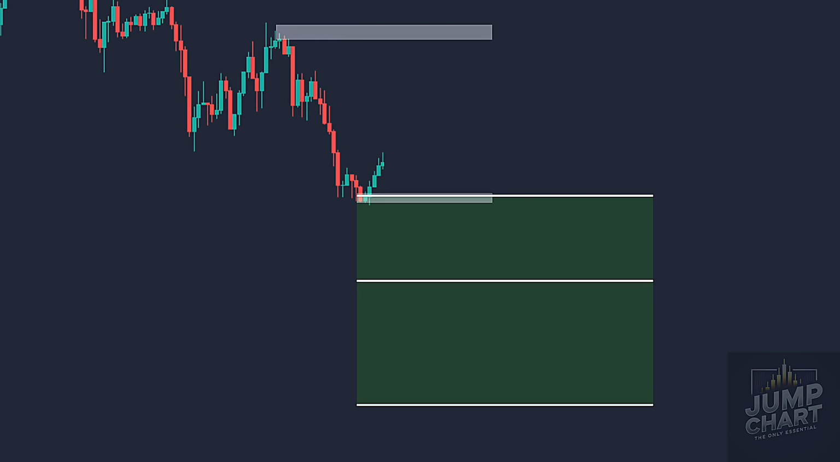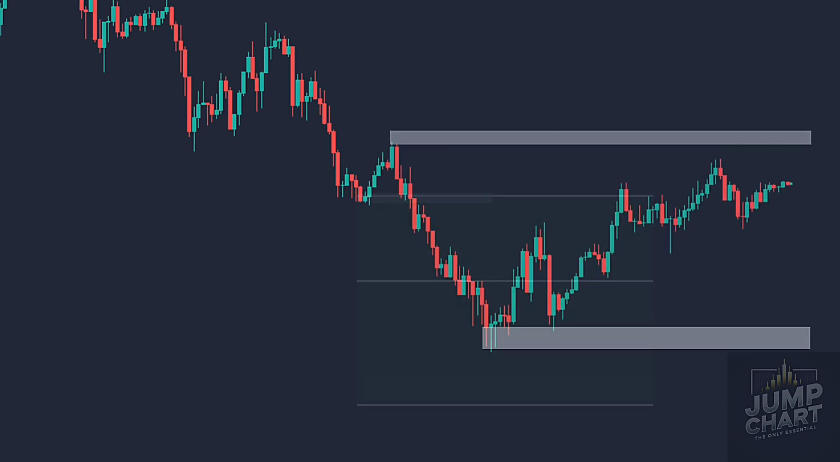What was once an empty zone has now developed into a new range with key reaction points, and your job as a trader is to always stay synced with that progression. Keeping your chart clean and current sets the stage for the next trade idea to emerge.